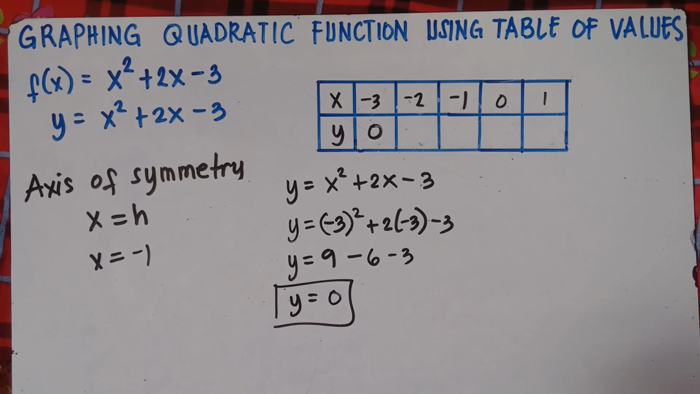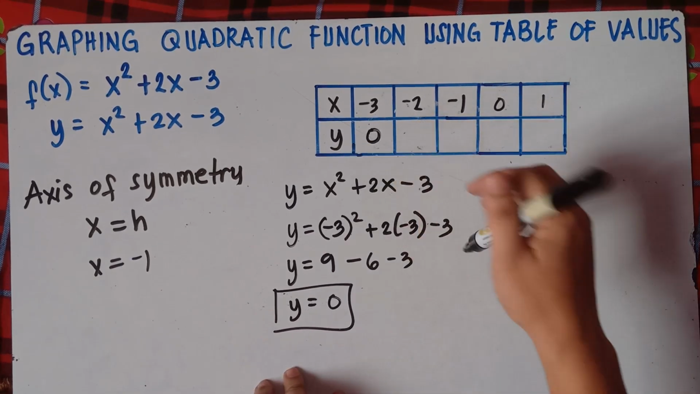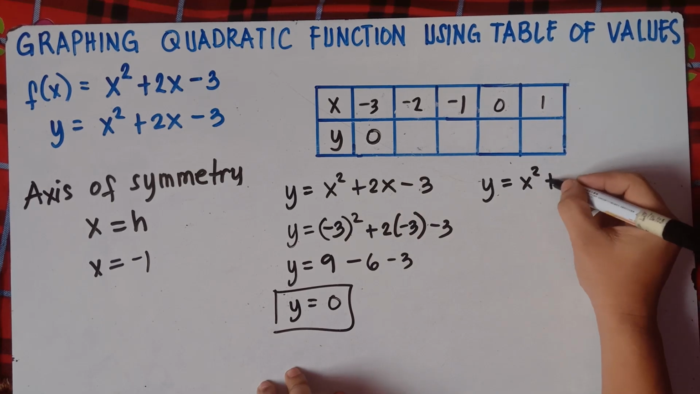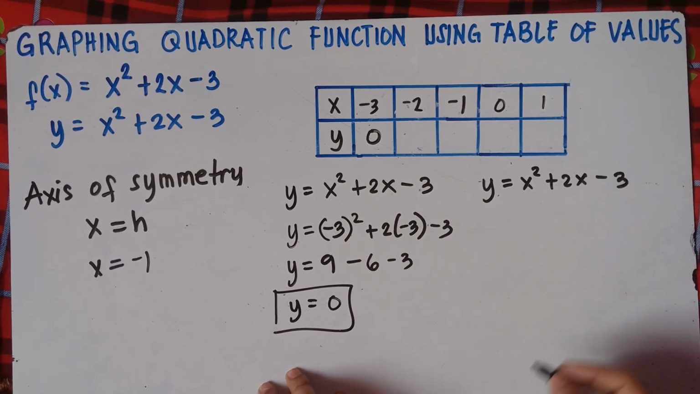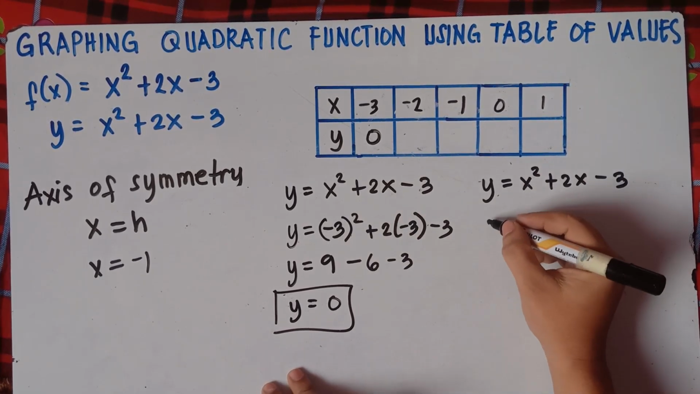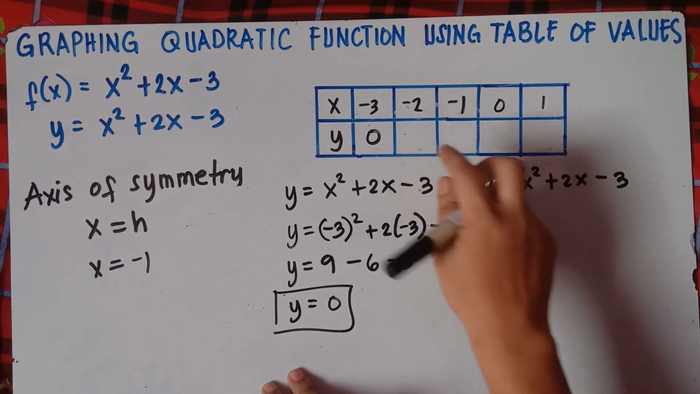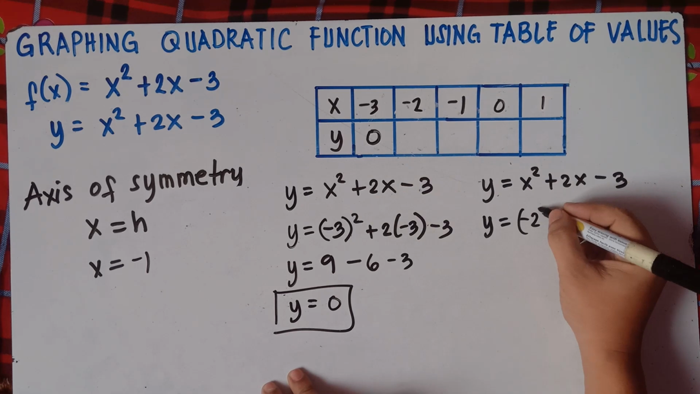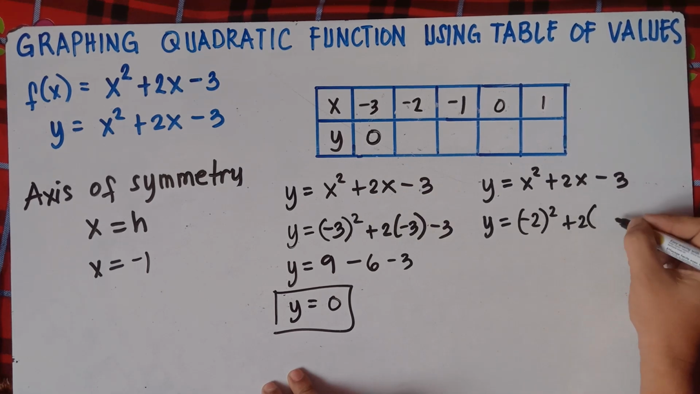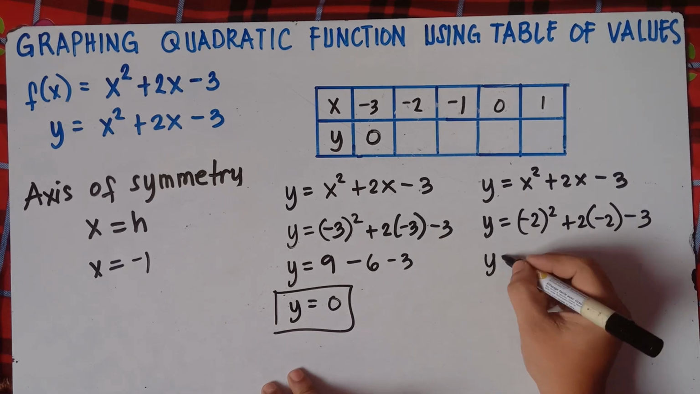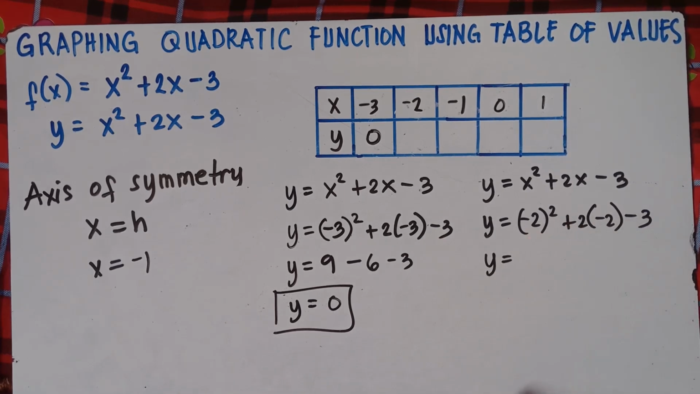So let's find the value of y if our x is negative 2. So copy the equation, y equals x squared plus 2x minus 3. So this will be y equals, our x is negative 2. To find the y value, so negative 2 then squared plus 2 times negative 2 minus 3. So this will be y equals negative 2 squared, class. What do you mean by that? It means negative 2 times negative 2.